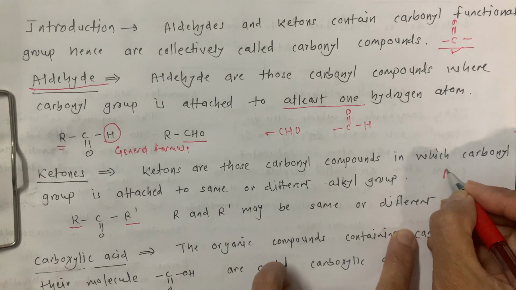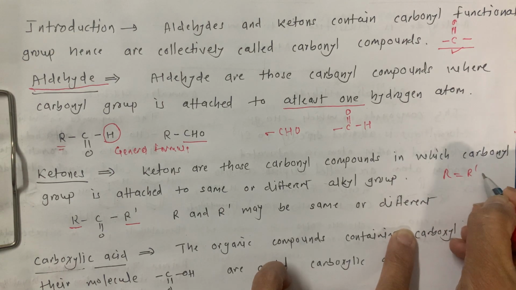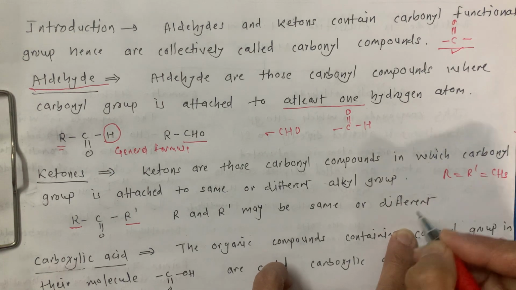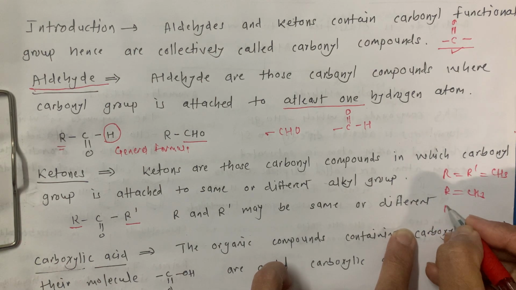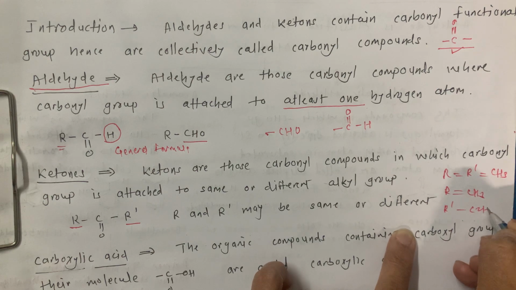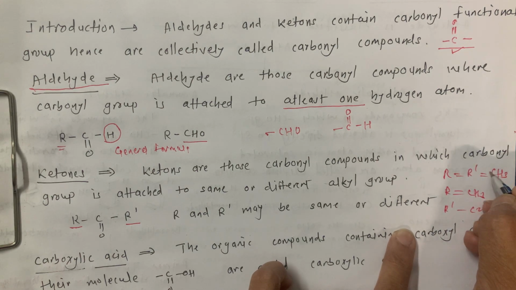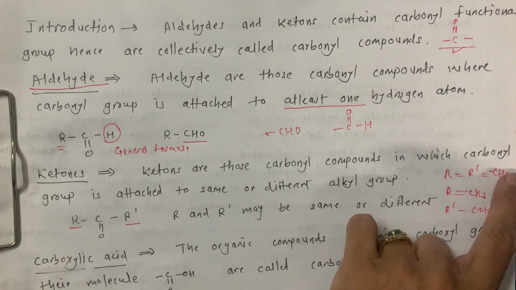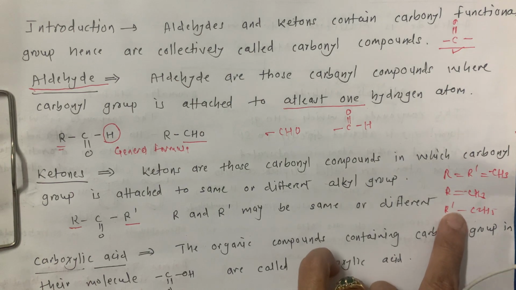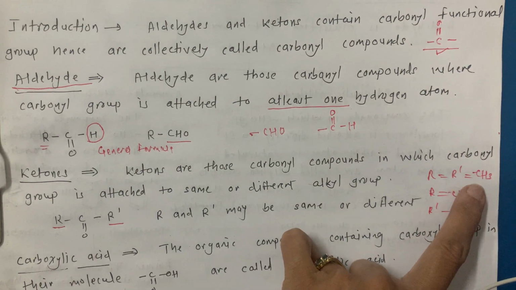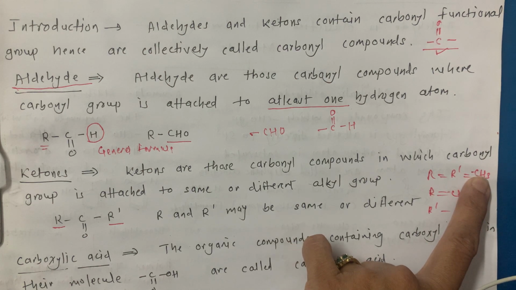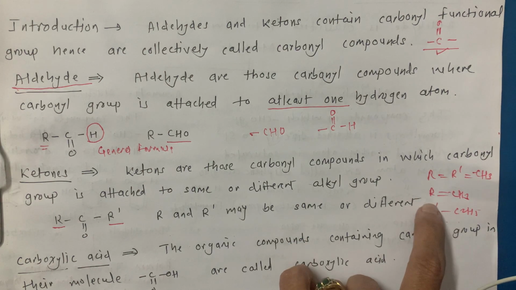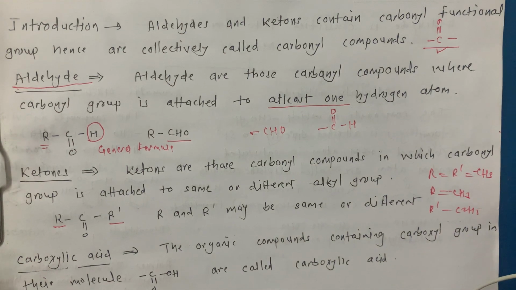That means R may be equal to R dash, or R may be CH3 and R dash may be C2H5. This is also possible. Both R and R dash may be CH3, meaning the same alkyl group, or they may be different: R is CH3 while R dash is C2H5.